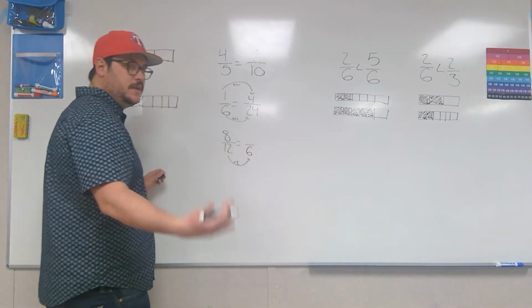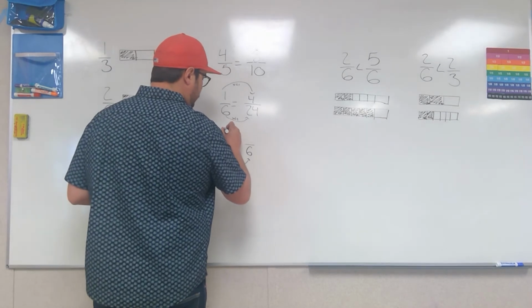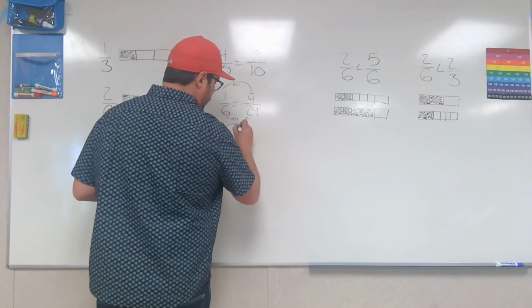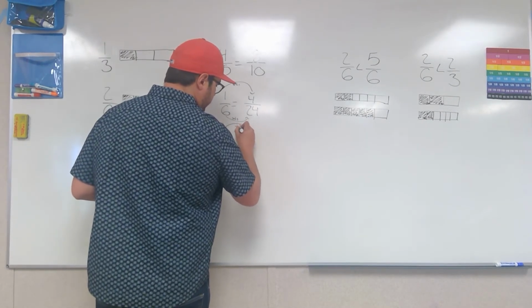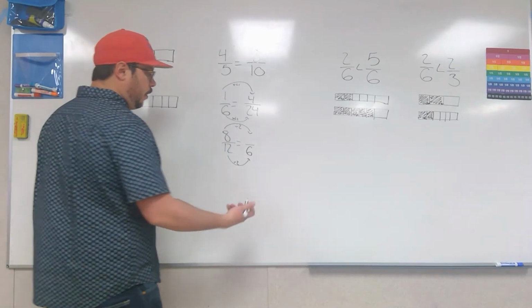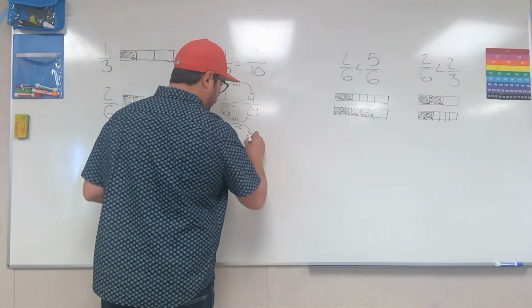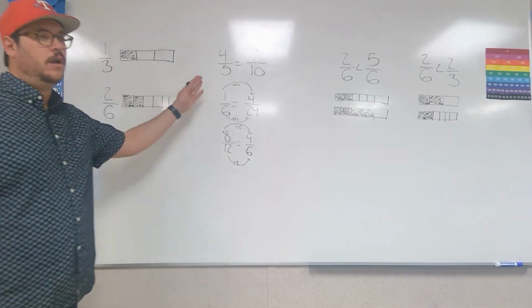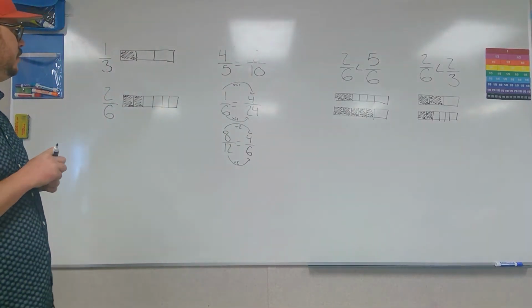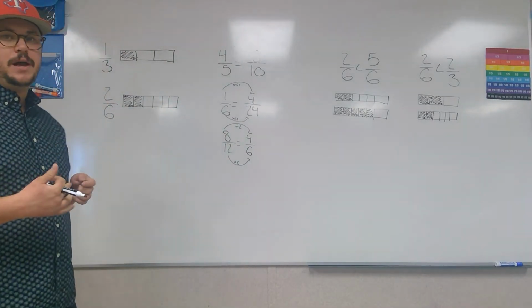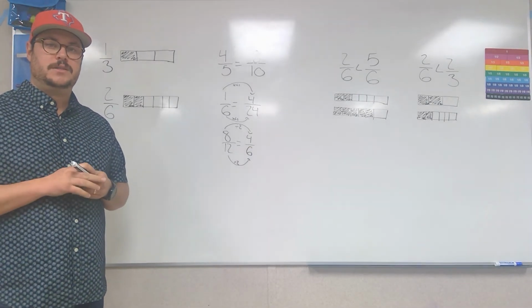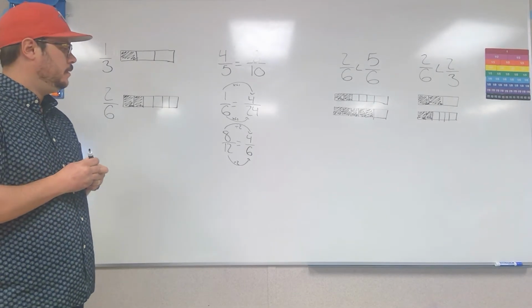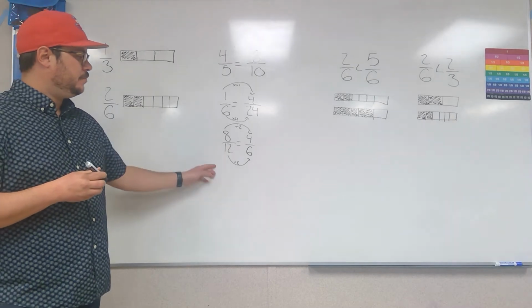And if you do that to the denominator, you also have to do it to the numerator. So 8 divided by 2 gives you what? 4. So 4/6. So these are all equivalent fractions. Remember, with equivalent fractions, you can multiply or divide both the numerator and the denominator by the same number. And this is how we go to simplest form.